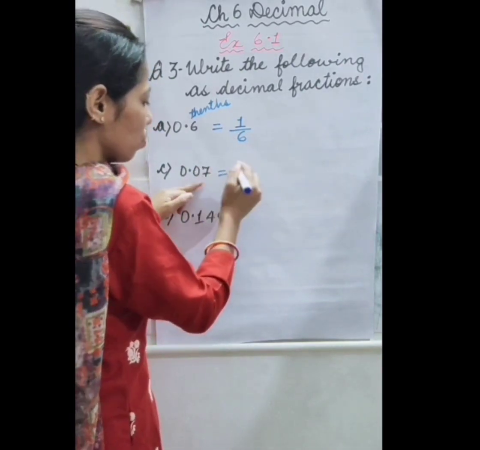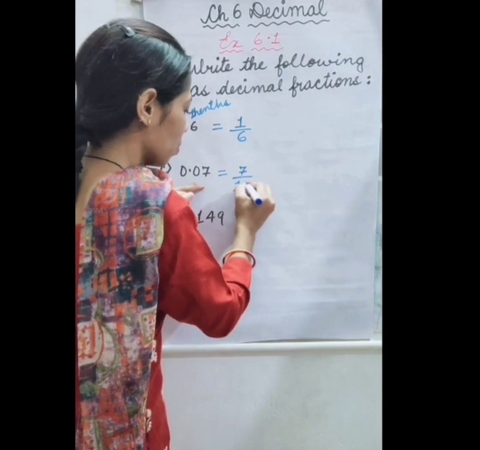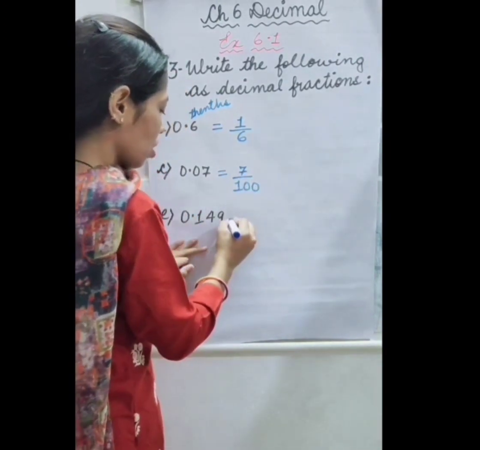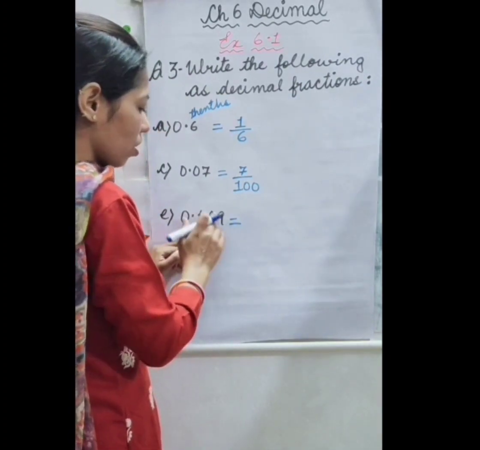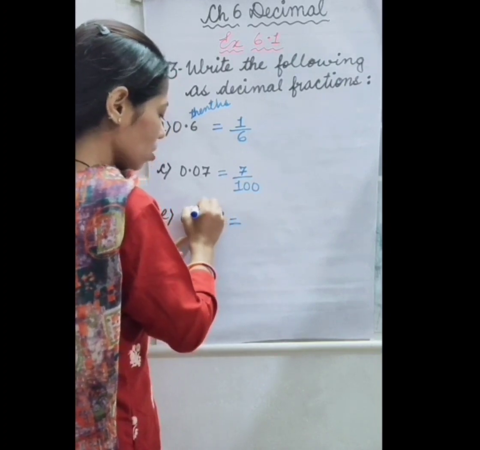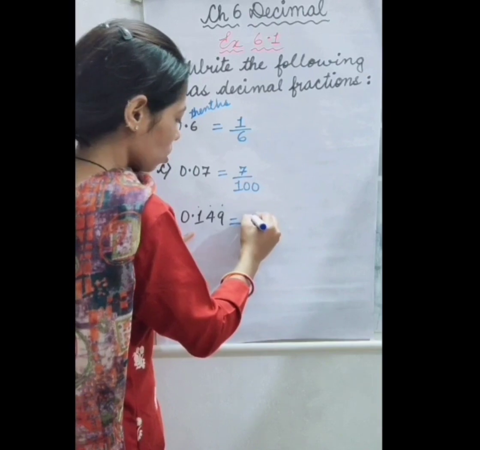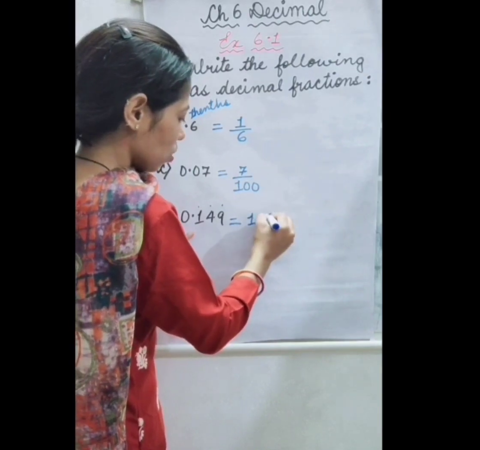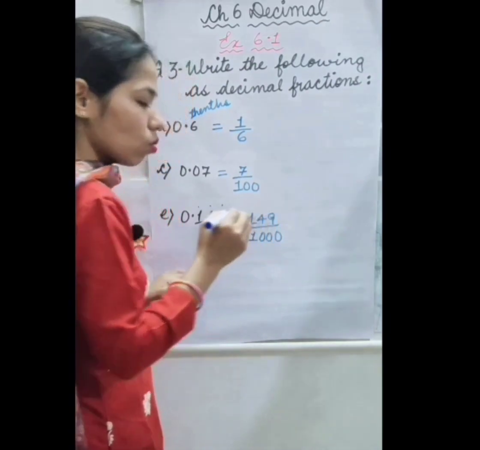And here tens, hundreds. This 7 is in hundreds place, so we can write it as 7 by 100. And here 0.149, 149. So tens, hundreds, thousand. The last one is thousand. So we can write this as 149 by 1000.